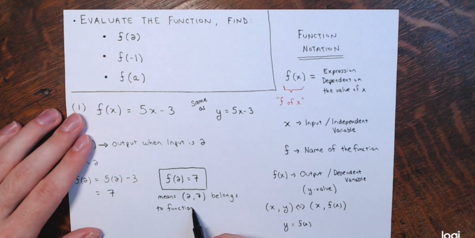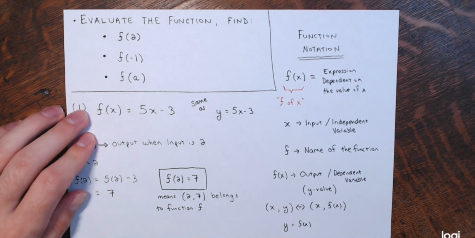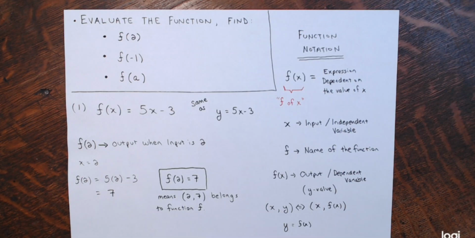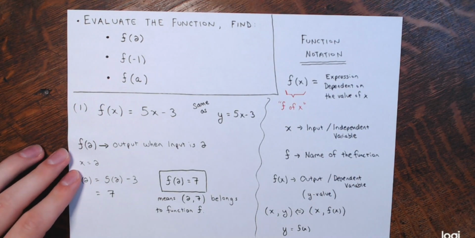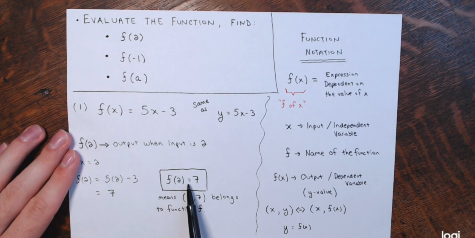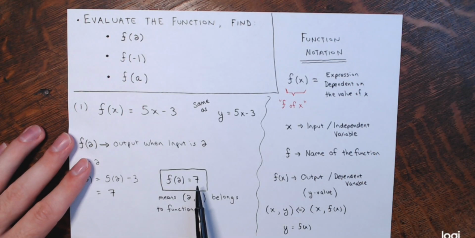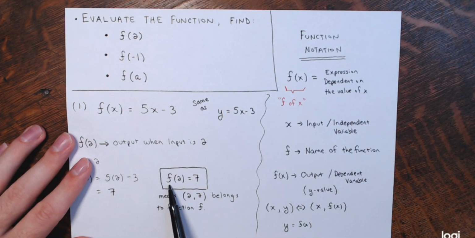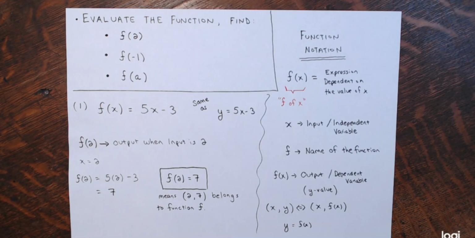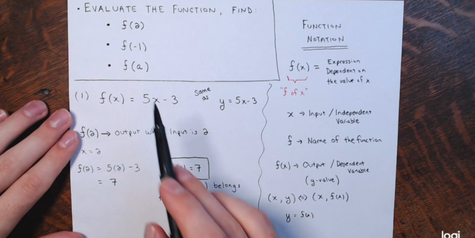Because remember, a function is just a set of ordered pairs where every input is assigned to exactly one output, right? Every value of the domain is assigned to exactly one value of the range. So when I say f of 2 equals 7, again, that means the input 2 is assigned to the output 7, or the domain value 2 is assigned to the range value 7 in this function that's called f. So there's part 1, f of 2.